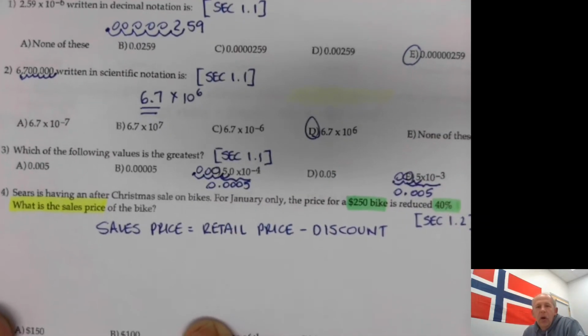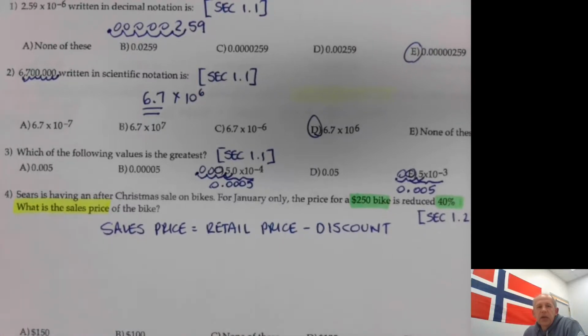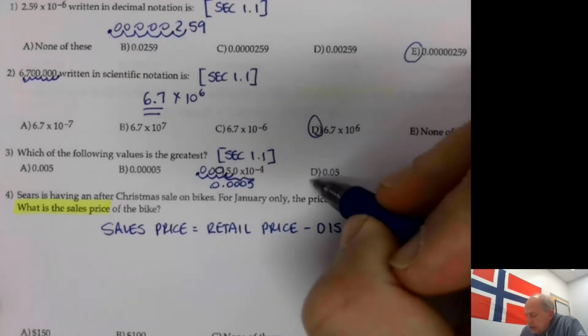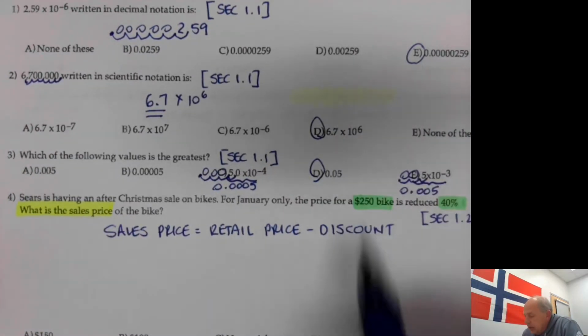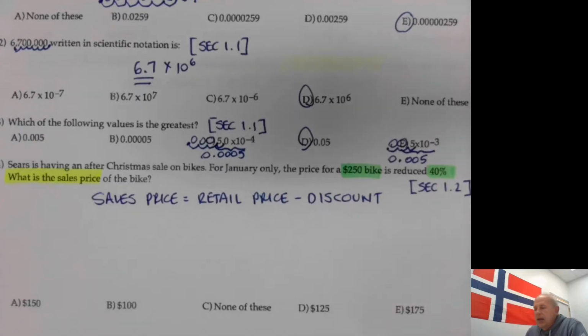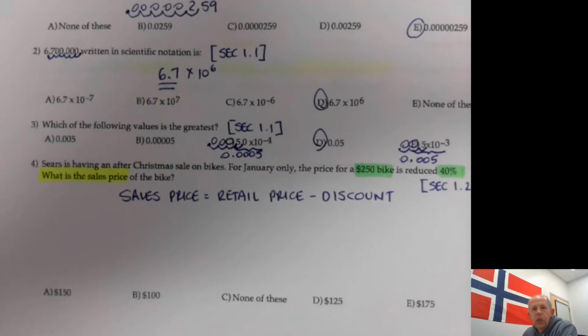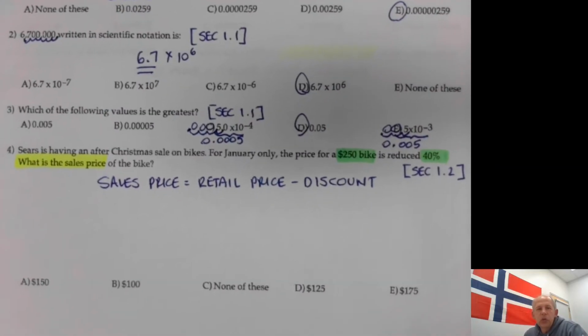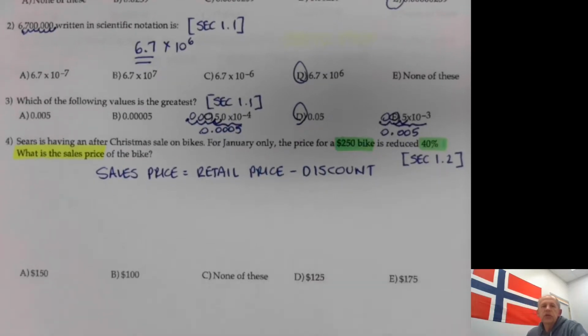Now, I have all of these values, and I have to make a choice. Which one of these is the greatest value? That would be choice D, because that only has 1 zero. The other values have more zeros after the decimal. Now, let's take a look at number 4. We're finished with the review for section 1.1 on scientific notation. Let's take a look at question 4.